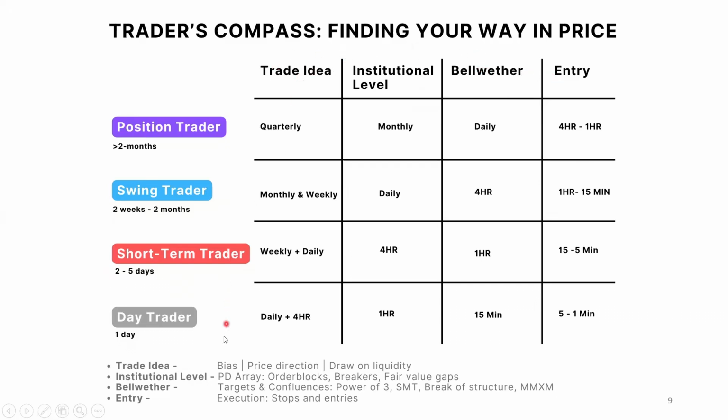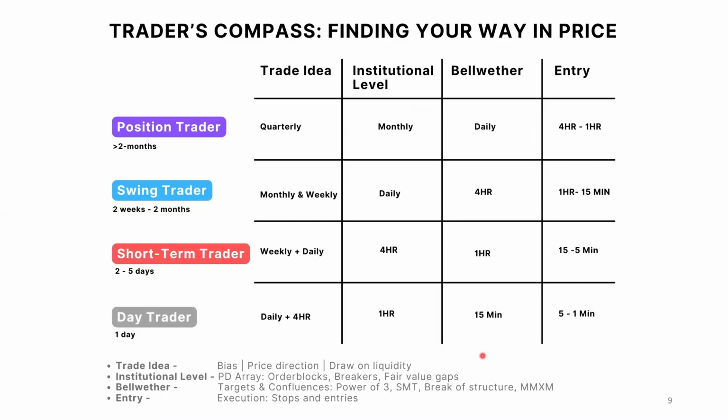Trade idea has to do with where you get your bias, where you get price direction. It is where you identify the draw on liquidity. So it's just the time frame where you generate trade ideas. You just look at the chart and then you are able to tell, okay, price is going to move from here to here, from point A to point B. Then now, the institutional level has to do with your order blocks, your fair value gaps, your breakout blocks.